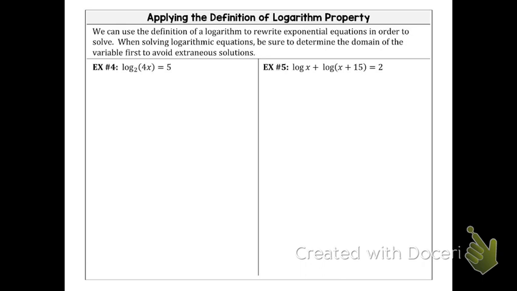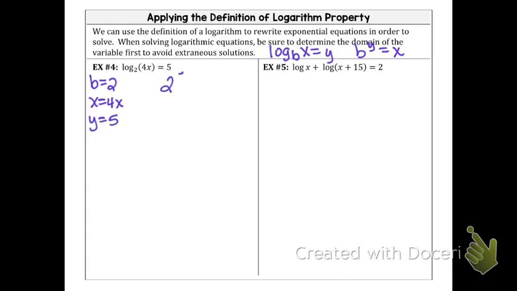So, for example 4. Here I notice I have log base 2 of 4x equals 5. There's no logs to combine. I have a single logarithm on one side, so I'm going to change it to exponential. And so just a recap, remember you have log base b of x equals y, and that can be rewritten as b to the y equals x. So in this case, my base is 2. My x is the 4x, and my y is 5.